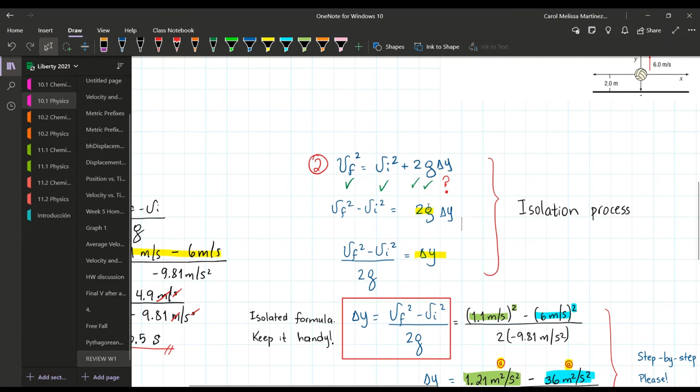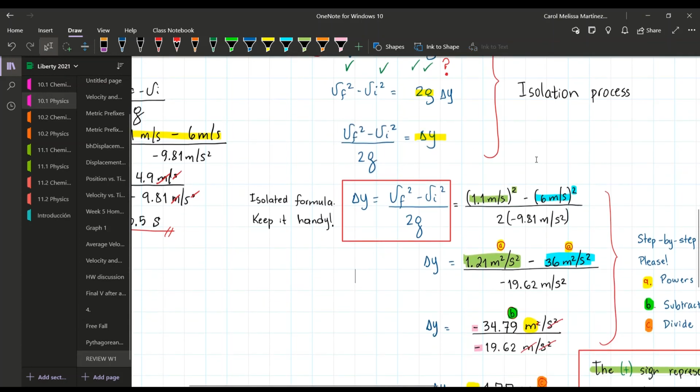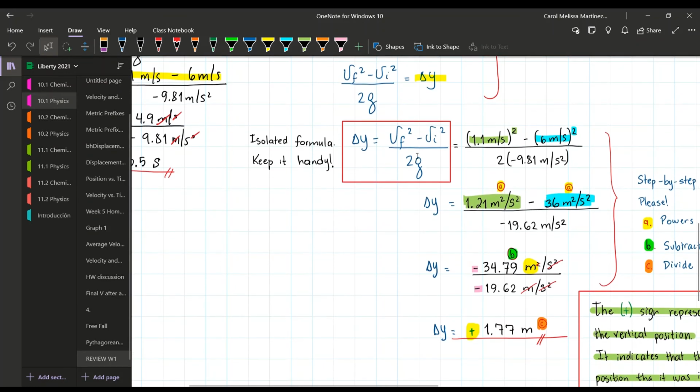Then, because I need to isolate delta y, 2g is multiplying delta y, which means that if I want to isolate it, I need to send it to the other side of the equation, but making the opposite operation. In this case, it is multiplying. When it goes to the other side, it goes to divide. And in this way, we have the formula already isolated for delta y. Now, that's the isolation process, but you can keep the formula handy in case you need it later.